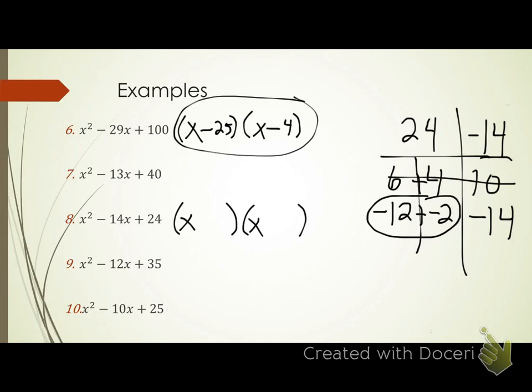What are the two signs going to be? Negative. Negative 12 and negative 2. Or, since they have the same sign, if I put x minus 2 times x minus 12, that would be fine as well. Questions on 8? No. Can I skip to 10? Yes.